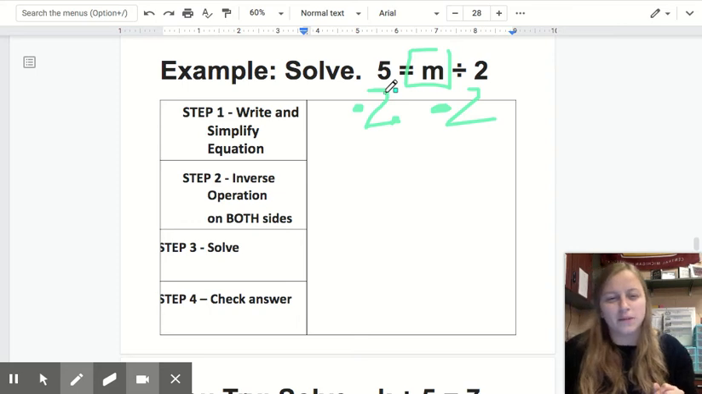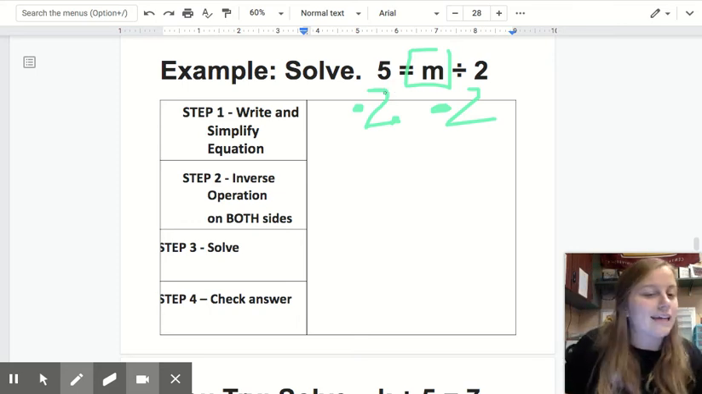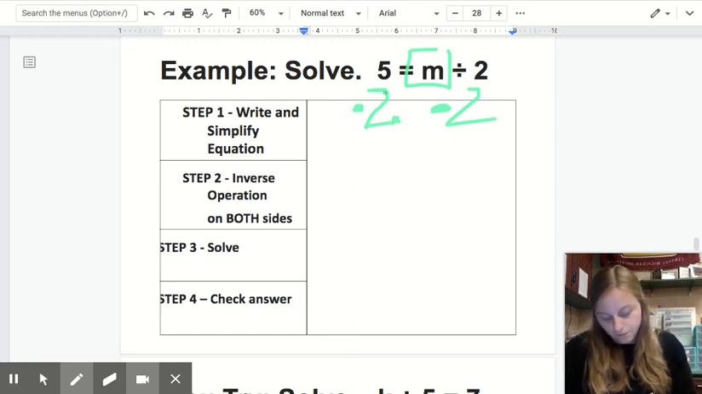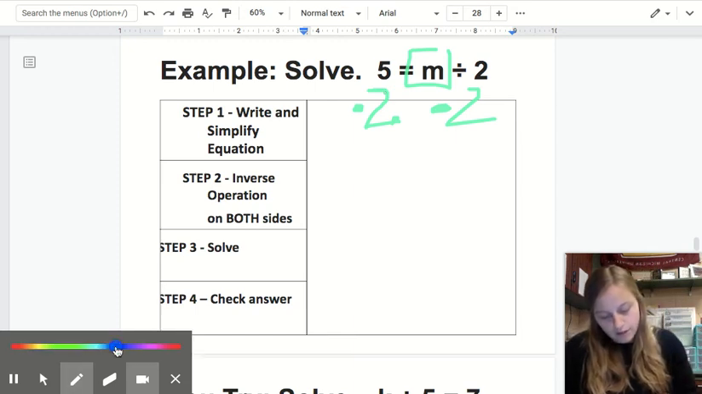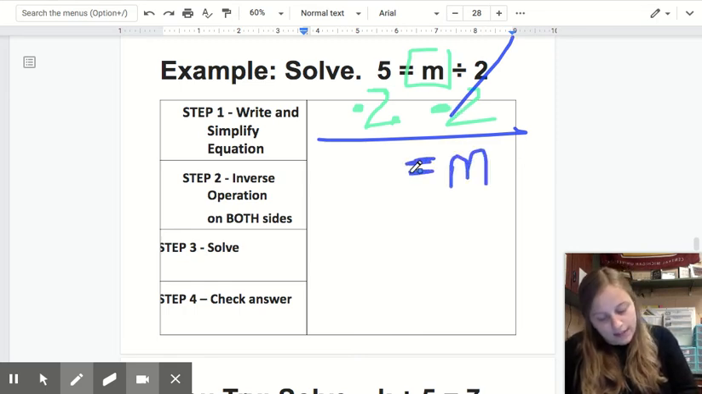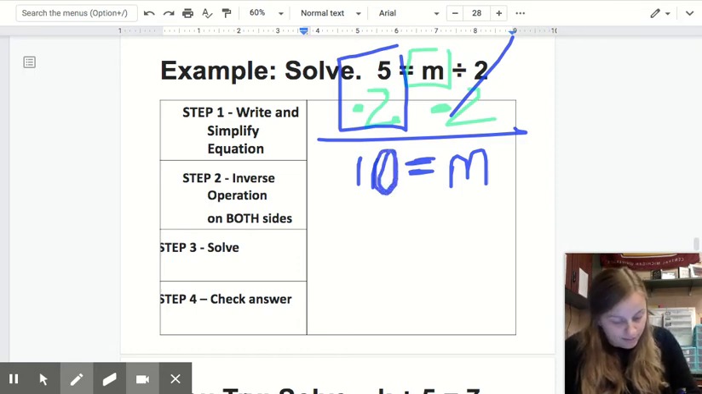Now this one looks different because usually the variable was on the left. Now the variable is on the right. It doesn't change anything. I'm still trying to get the variable alone. So whatever's attached to the variable, I got to get rid of. So my divide by 2 and my times by 2 cancel out. I'm left with m. And on this side, I'm left with 5 times 2, which is 10. So I have m equals 10, or 10 equals m.